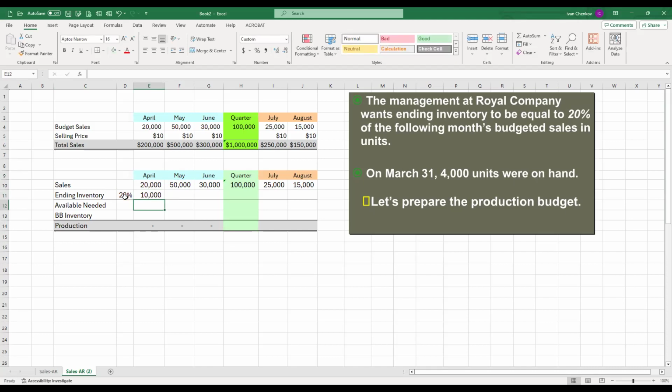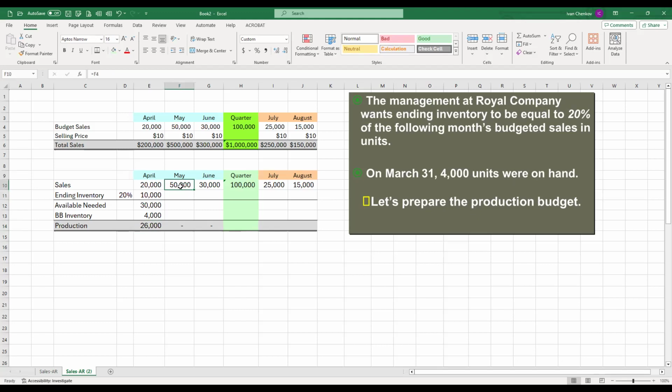Which gives 10,000. So in total, how much do I need? 30,000. I already have, how much do I have from March? 4,000 units on hand. So I need to produce in April 26,000. Okay, let's do the same thing for May.